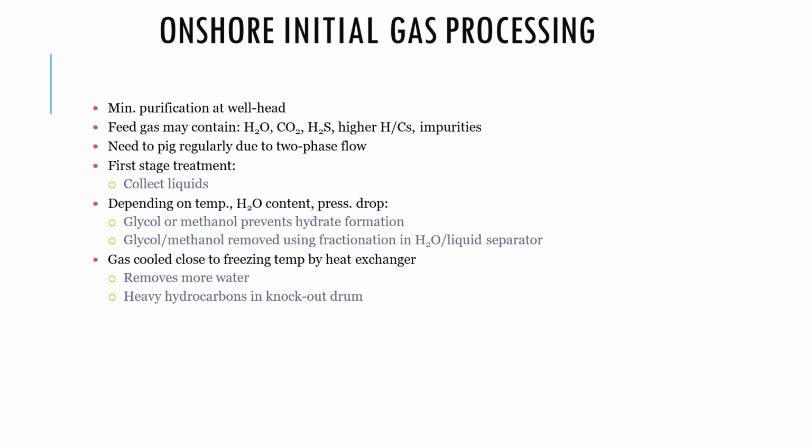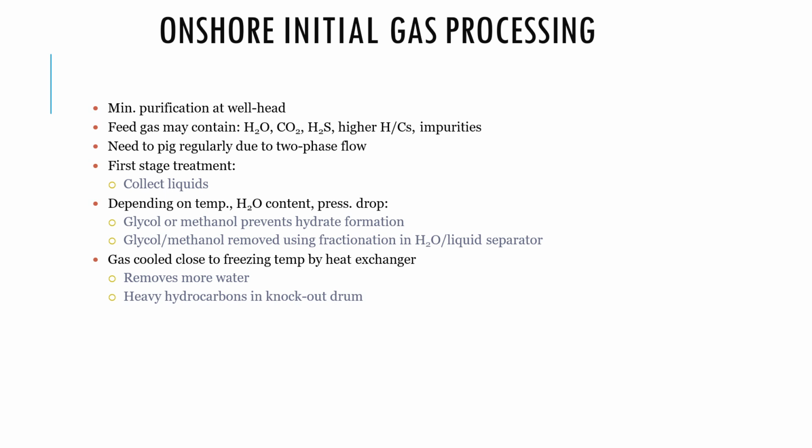And normally what you're going to start with first is what we call the water gas removal, or the liquid gas separator, where you collect or remove the water from the gas stream. Then, based on the amount of water that you have left in the gas stream, the temperature and the pressure drop that you have, you will decide what kind of chemical you're going to inject for the prevention of hydrate formation.